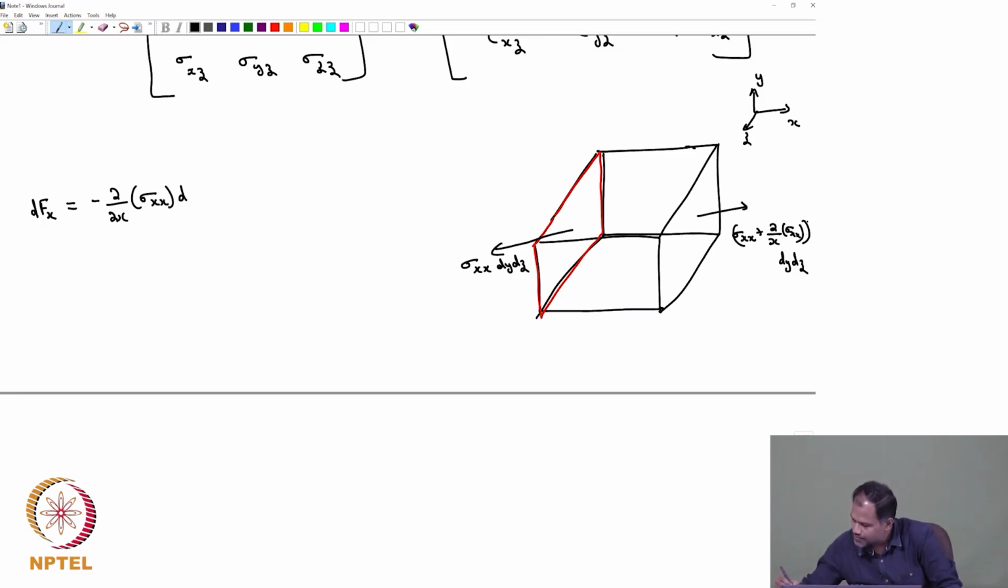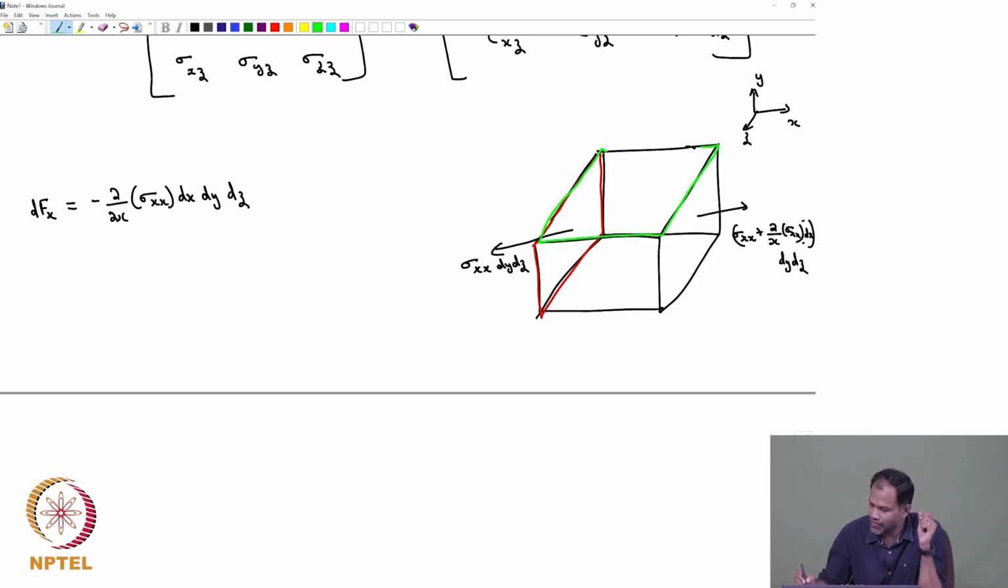times dx dy dz. Now, is that the only force that is acting in x direction? No, there can be forces acting in x direction on the y face as well as on the z face. So, for example, there.